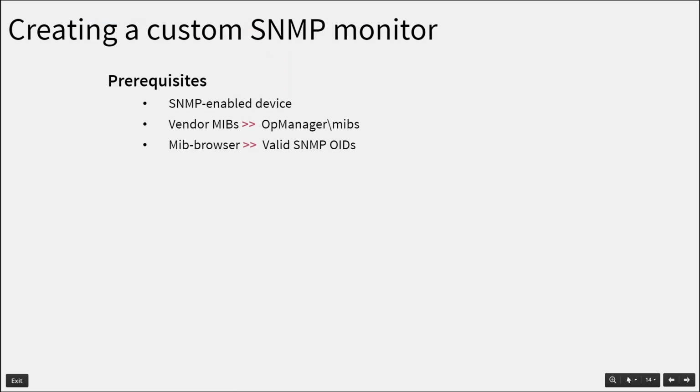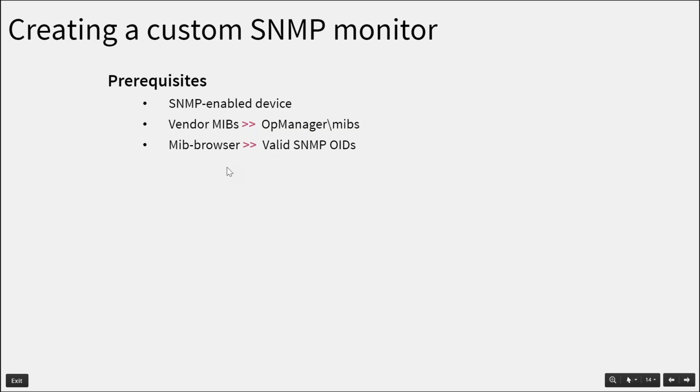And next, as I said, this is the most important section of this presentation: creating a custom SNMP monitor. The prerequisites are that you need to make sure that the respective device is enabled with SNMP, and to add a custom SNMP monitor, you need the vendor MIB files. So you have to make sure that you have the vendor MIB files, and the vendor MIB file should be available under the OpManager MIBs folder.